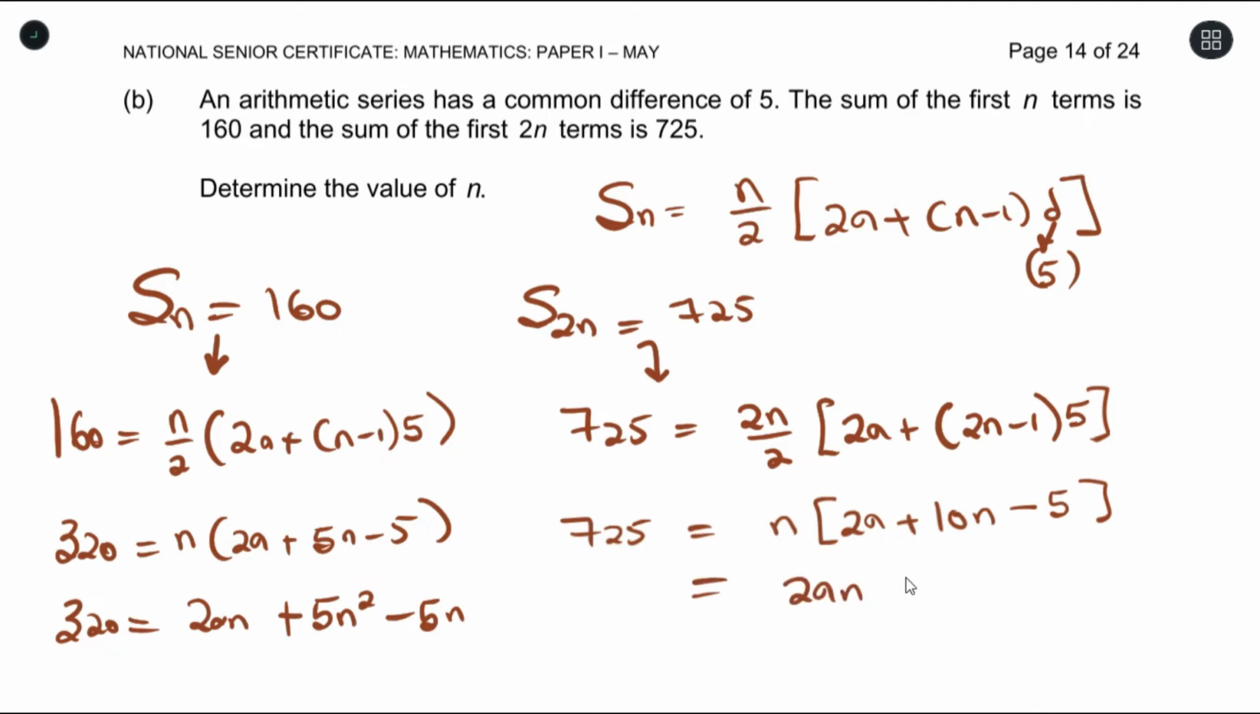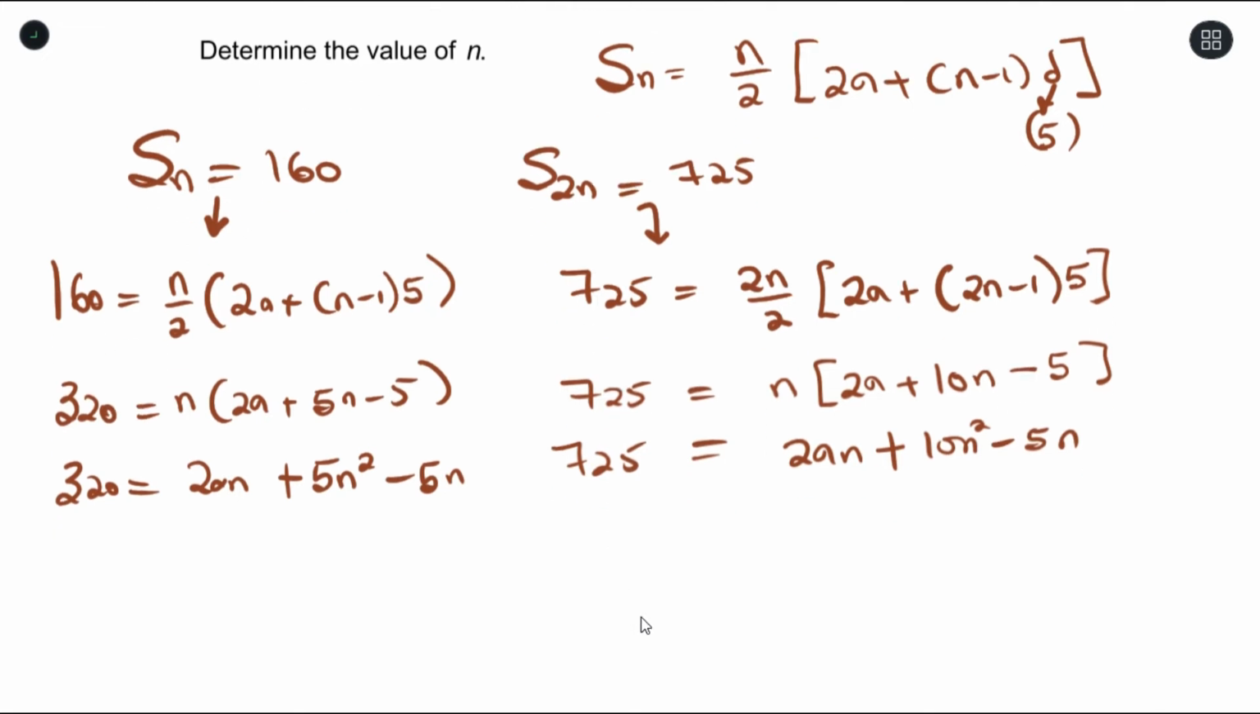This is 2an plus 10n squared minus 5n. And you have this as 725. Okay. Now, both equations can be rewritten as 2an is equals to. The reason why I'm doing this is that it eliminates the a in this equation, in both equations, right?